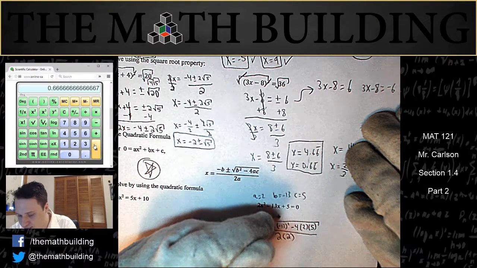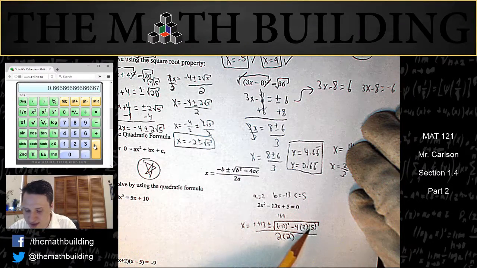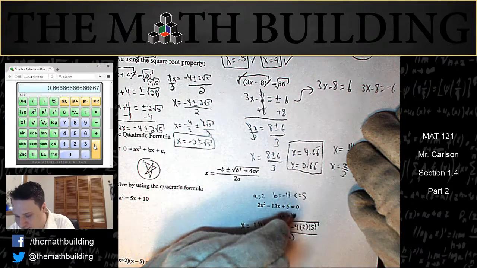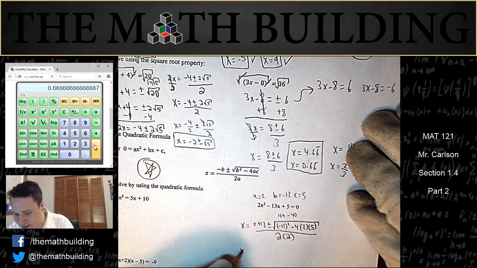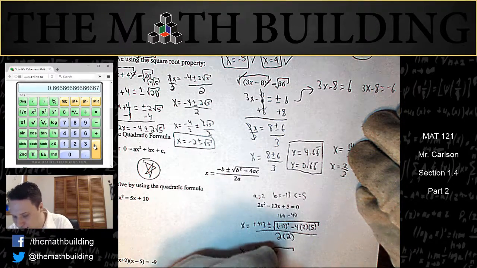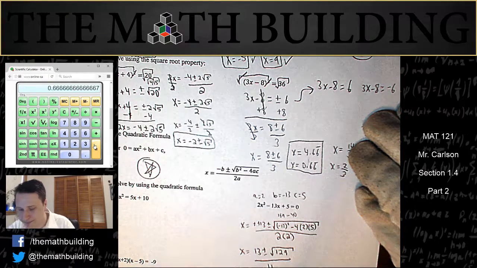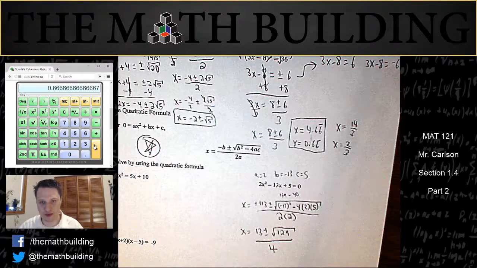Negative 13 squared, that would be positive 169 right there. 5 times 2 is 10, times 4 is 40. So this is 169 minus 40. So let's clean this up a little bit. X equals 13 plus or minus the square root of 169 minus 40 is 129. And this is all over 4. So just be really careful. Do this in multiple steps in order to get your answer.